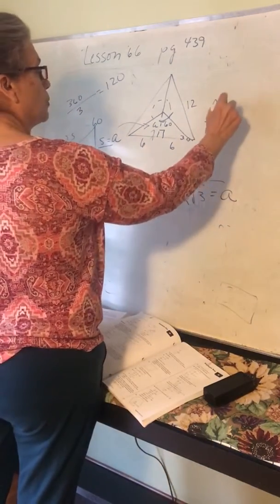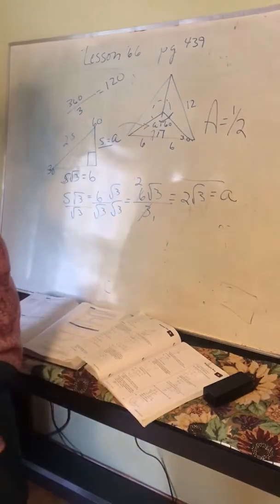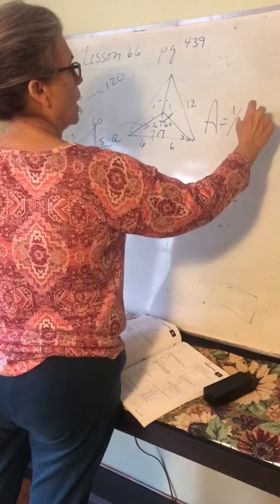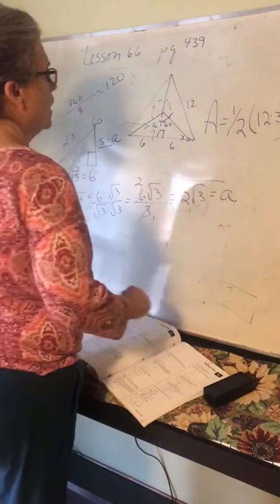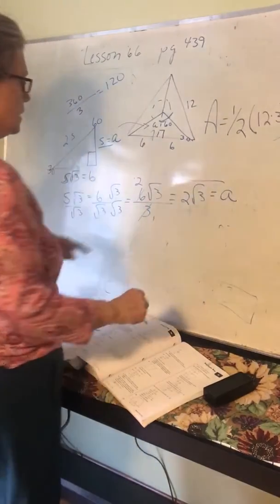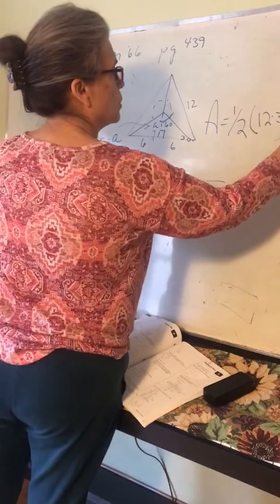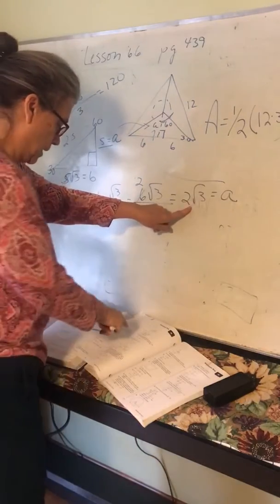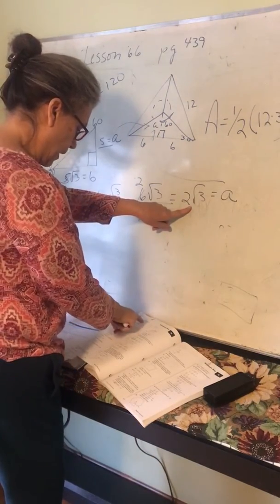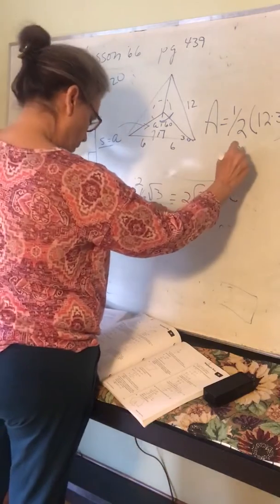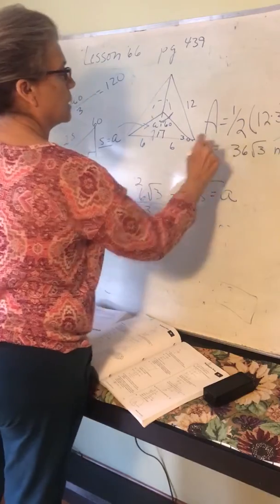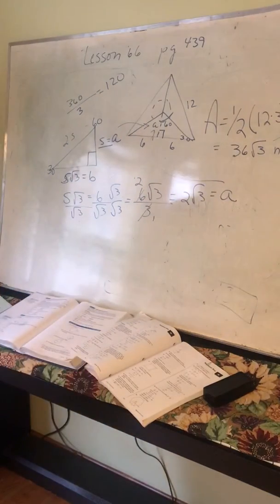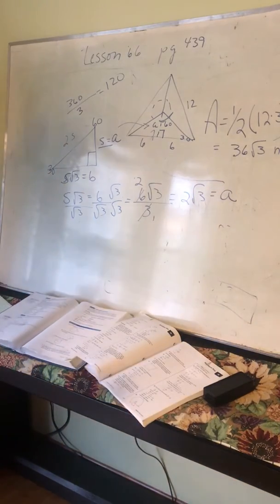And the area is equal to 1/2. The perimeter is 12 times 3, because we have 3 sides of 12. And the apothem is 2 times the square root of 3. And then when we multiply that all together, we get 36 square root of 3, and it's meters squared is the answer. And that's D. And that concludes the lesson 66 practice problems.